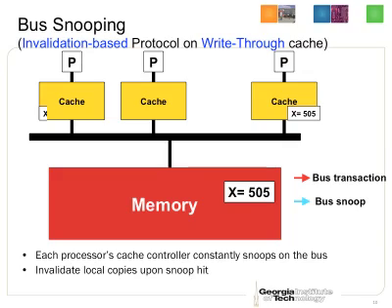Now, consider this case. This processor loads the value again. In this case, what will happen is this will cause a cache miss. And this cache miss will cause a load operation to load the value from memory. So as a result, once the load completes, it will have a local copy in its cache.